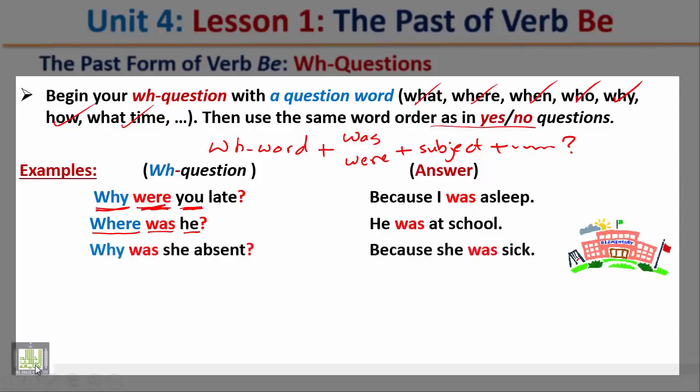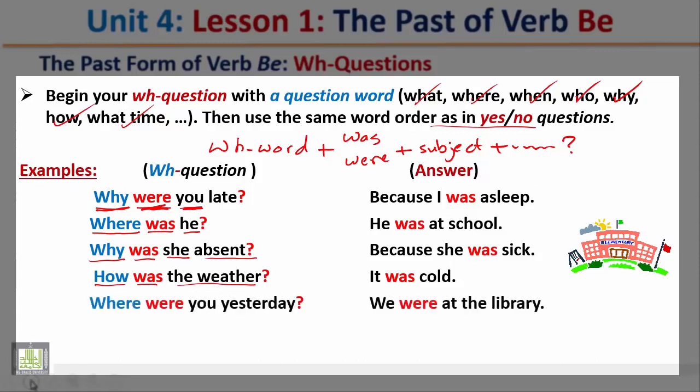Another example. Why was she absent? Again, we start with the question word, followed by the verb. After that, we put the subject and we complete the question. Why was she absent? The answer, because she was sick. Another example. How was the weather? Again, we start with the question word, followed by the verb. After that, we have the subject. How was the weather? Answer, it was cold.